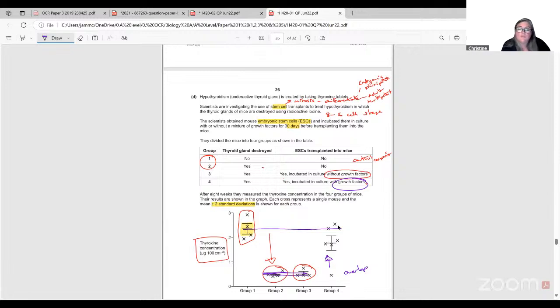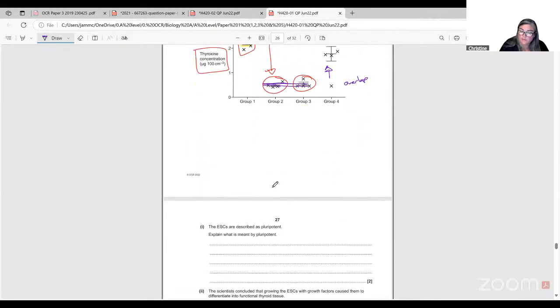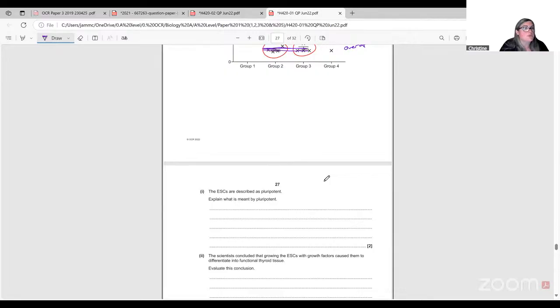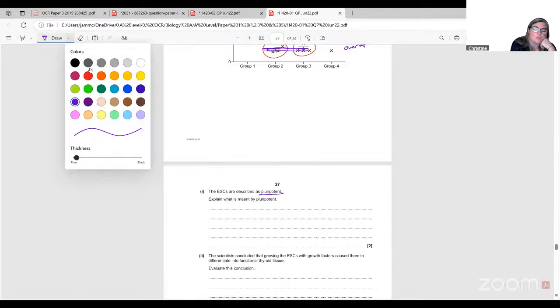So straight away, all I'm doing is pulling information, deciphering what I can see from the graph, right? The ESCs, oh, they're described, look, they already told me they were pluripotent. So straight away, I had primed myself into what they could potentially ask me. What is meant by pluripotent? Well, I know that all stem cells are able to go through mitosis and then differentiate. The question is, can they differentiate to produce a whole organism or any type of cell?